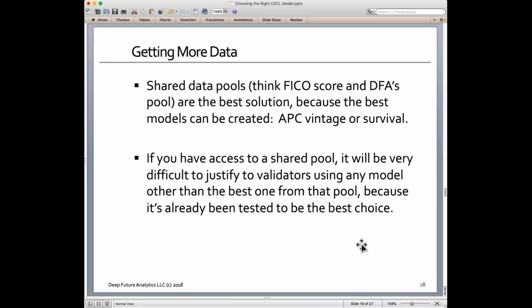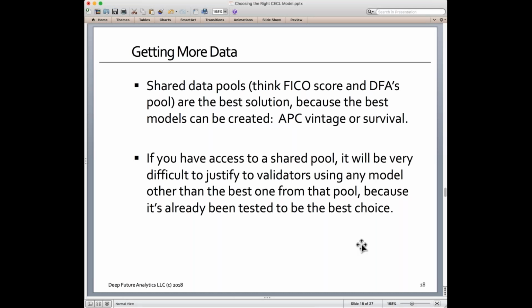And if you have questions about shared data pools, keep in mind that the FICO score is the result of a shared data pool, okay? They went out and got bureau data from something like 10 of the largest lenders and built a model off of that. Now, FICO score is not a loss model, it's a relative scaling. So what we do, Deep Future Analytics also has a shared data pool. OnApproach, of course, is also working on the data lake concept. And the idea is that where your data may be thin, when it's combined with a lot of other organizations, now you can build a really good model from all of that together.